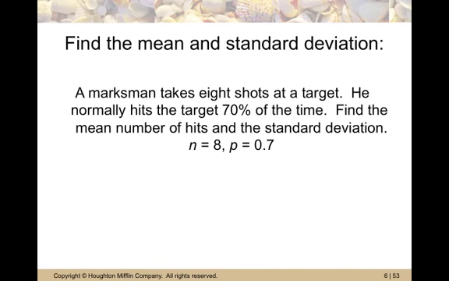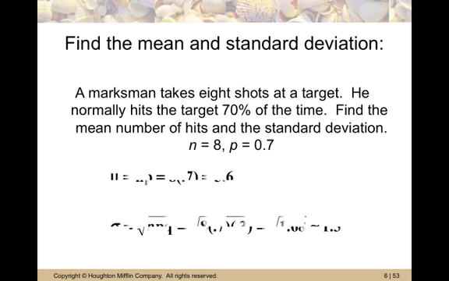Okay, let's look at another one. This situation should seem familiar. A marksman takes 8 shots at a target. He normally hits the target 70% of the time. Find the mean number of hits, or the expected number of hits, and the standard deviation. So n is 8, p is 0.7, so q is 0.3.